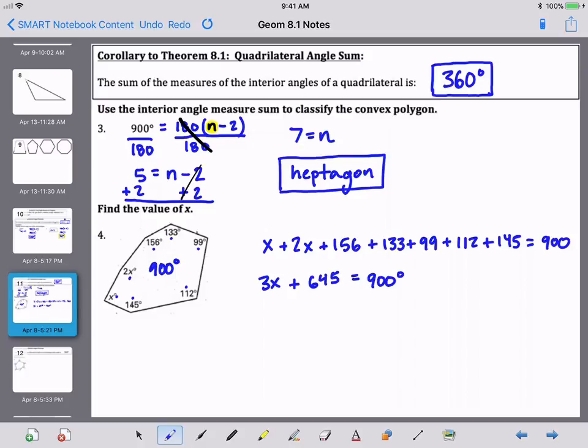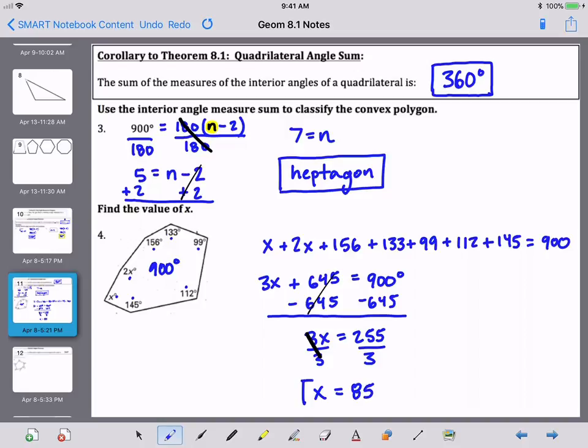From here, we can just subtract 645 from both sides. That's going to make these cancel on the left, and then we end up with 3x equals 255. Lastly, dividing by 3 is going to give us x equals 255 divided by 3, which is 85. So it turns out that the angle in the lower left there is an acute angle. All the others look like they're obtuse.